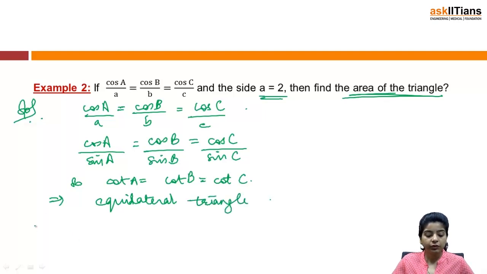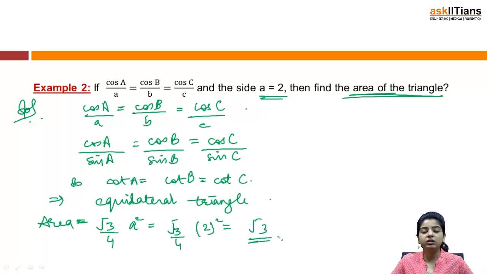And in case of equilateral triangle, we know that area is root 3 by 4 a square, which is equal to root 3 by 4, a is given to us as 2. So this is root 3. This is the required area of the triangle.